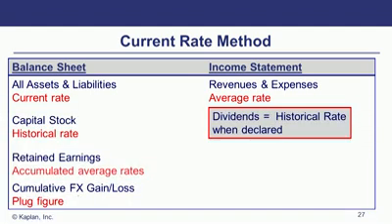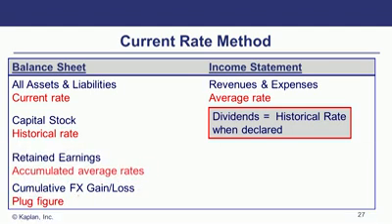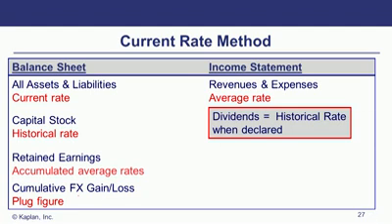Now, retained earnings. Let's think about our retained earnings. It says an accumulated average rate. I think this is slightly misleading. It isn't necessarily purely accumulated average rates due to dividends. But we're also going to plug in our cumulative foreign exchange gain or loss, the CTA as we tend to call it.